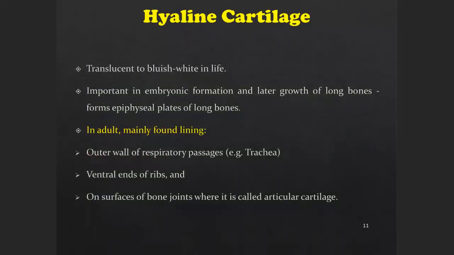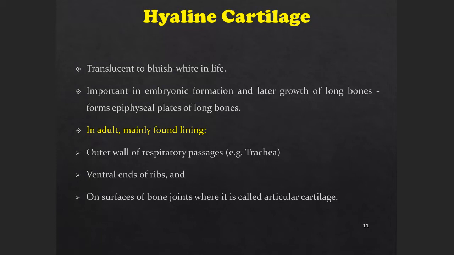Now, hyaline is basically translucent to bluish white in color. So it is basically see-through, bluish white in color. This is very important in embryonic formation and later growth of the long bones. When an embryo or fetus is formed, it is important in the formation of the long bones. We have in our body long bones such as the femur and tibia. So all these are long bones.